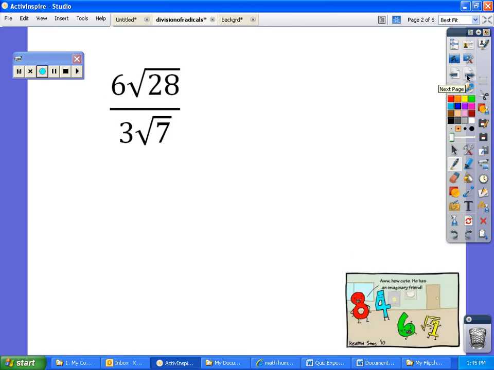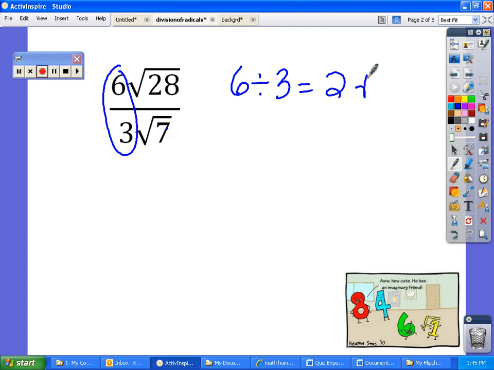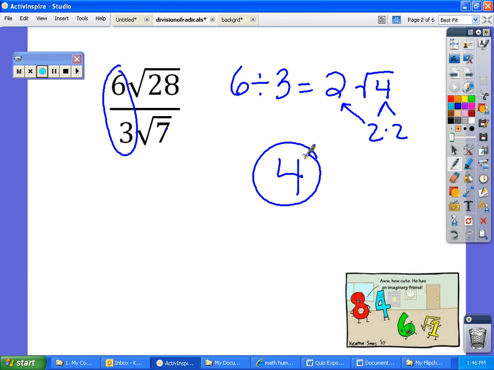The next case, I have plain numbers and I have radicals. So I can do plain divided by plain. So I can do 6 divided by 3, which is 2. And then I can do radical divided by radical. 28 divided by 7 is the square root of 4. Now 4 is 2 and 2. So that's a pair of 2's that join this 2 that's already outside, which leaves me with 4, and nobody's left at home. So my final answer is 4.